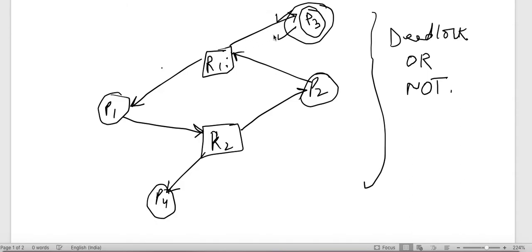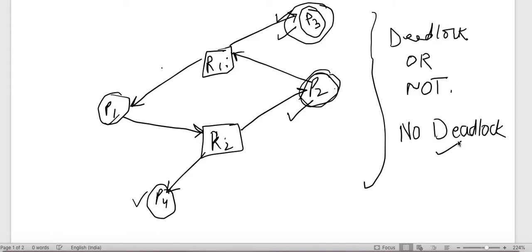So P3 will be executed, and one instance of resource R1 will become free, and that will be given to P2. Once P2 gets resource R1, it already has R2, so it will also be executed. Then R2 will become free. P4 will be executed, and then P1. Got it? So it means there is no deadlock.